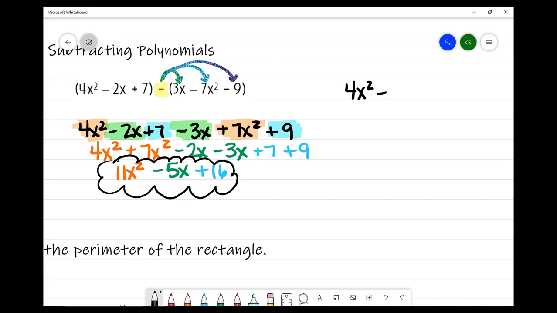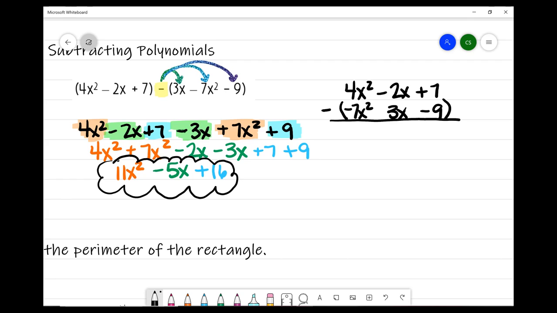4x squared minus 2x plus 7 minus my second polynomial. Now, you just got to make sure that you are lining up the like terms. So 3x, negative 7x squared, and a negative 9. Notice I did not distribute that negative when I wrote it vertically. I just literally wrote everything as it was.